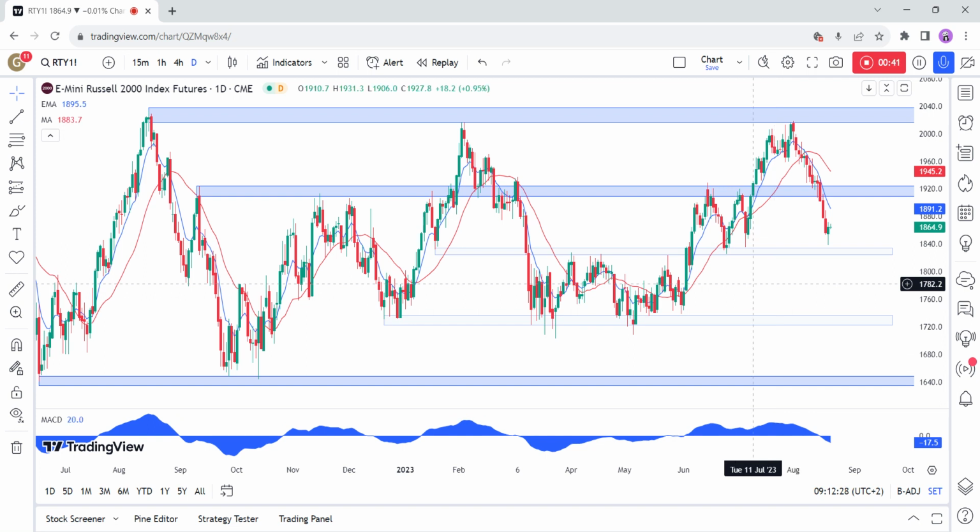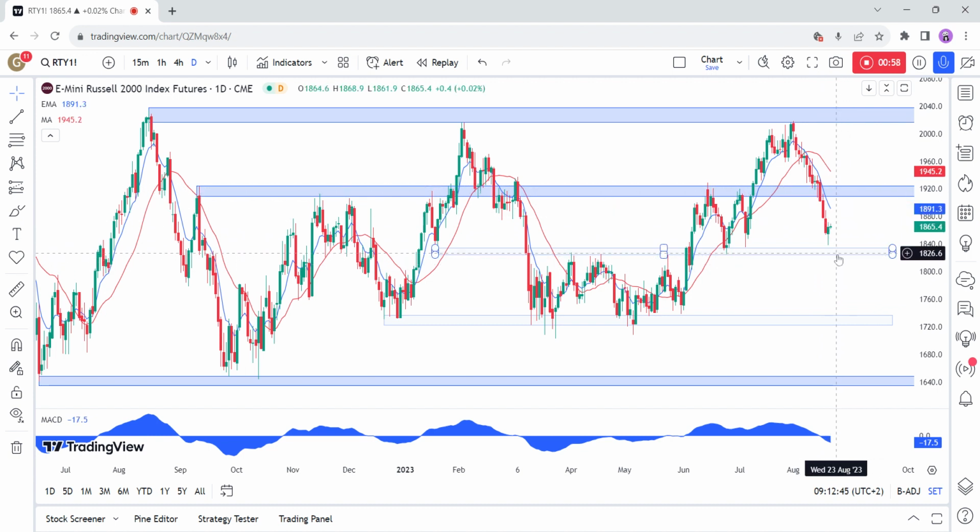On the daily chart, we can see that the Russell 2000 eventually breached the 1920 support zone and extended the sell-off towards the next support area around the 1820. This is where we can expect the buyers to step in with a defined risk below the level and target a rally into the 1920 zone.